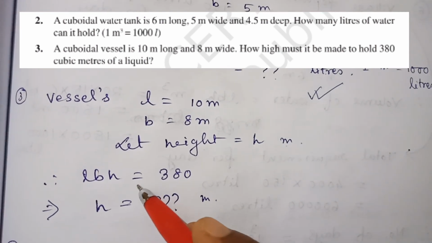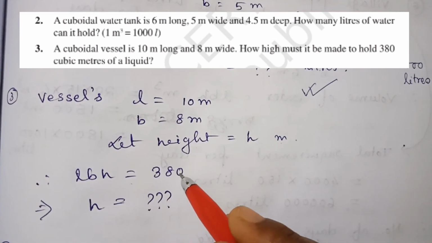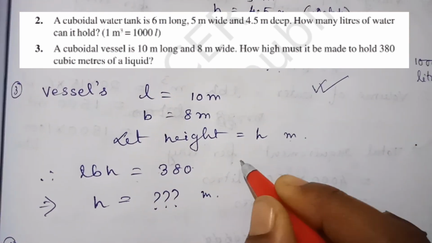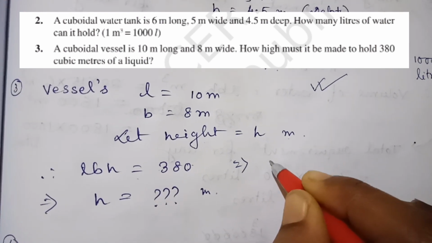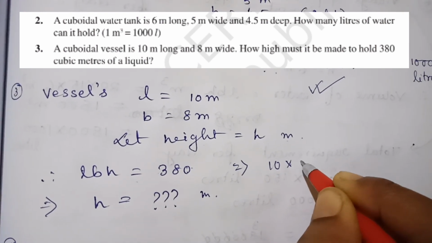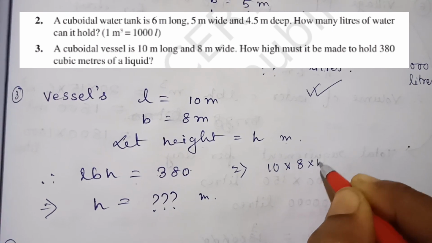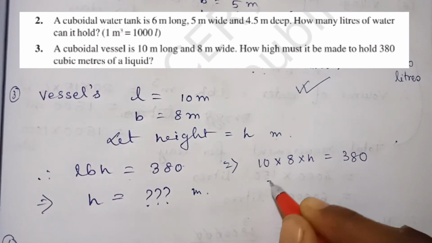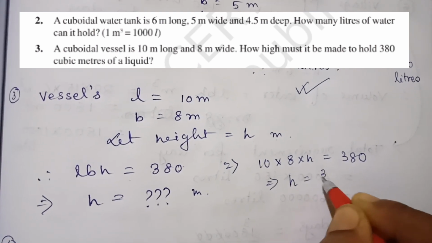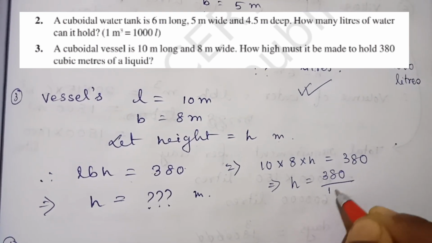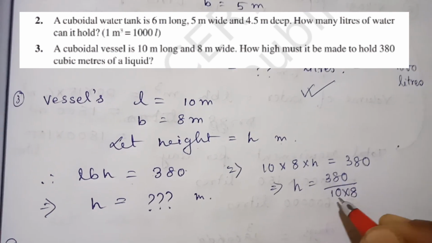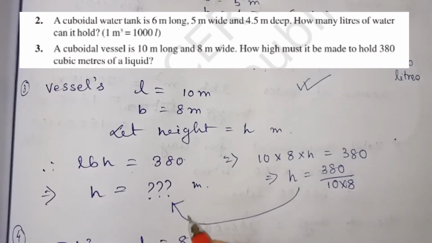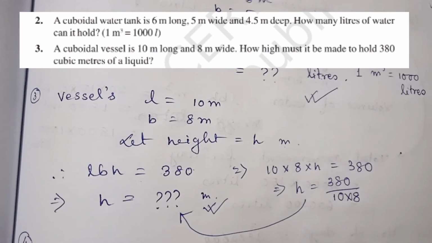Now the volume is given as 380 meter cube. So LBH is equal to 380 meter cube. From this you put L's value as 10, B's value as 8, H as it is, and then you have to find out from here H is equal to 380 divided by 10 into 8. Okay, you find out H from this, and that will be the answer.